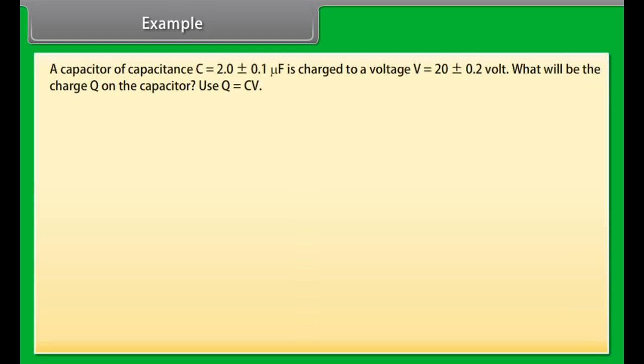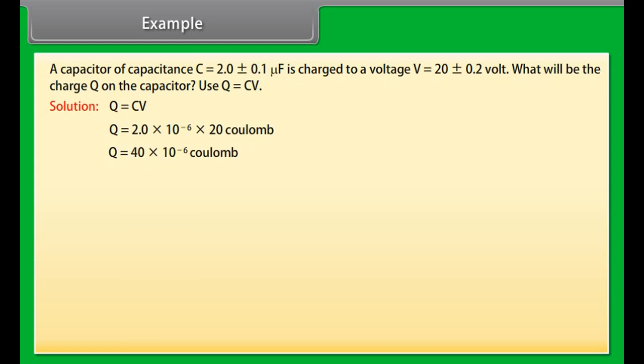A capacitor of capacitance C is equal to 2.0 plus minus 0.1 microfarad is charged to a voltage V is equal to 20 plus minus 0.2 volt. What will be the charge Q on the capacitor? Use Q is equal to CV. Let us see the solution. Q is equal to CV. On calculating, we get Q is equal to 40 into 10 to the power minus 6 coulomb.